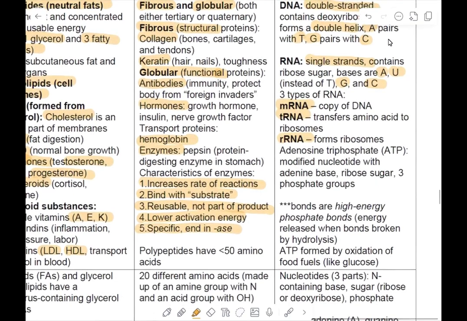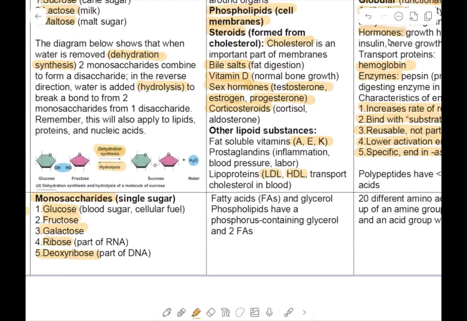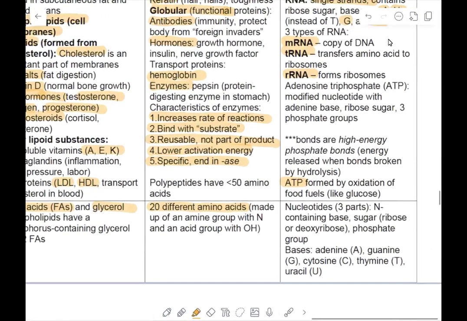Another type of nucleic acid is the ATP. And finally, the monomers are on the lowest row. Monosaccharides are single sugars, and the five you should know are glucose, fructose, galactose, ribose, and deoxyribose. For lipids, the monomers are fatty acids and glycerol. For proteins, the monomers or building blocks are different amino acids. And then finally, for nucleic acids, the monomers or building blocks are nucleotides.